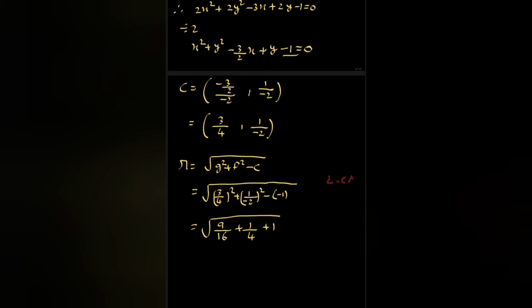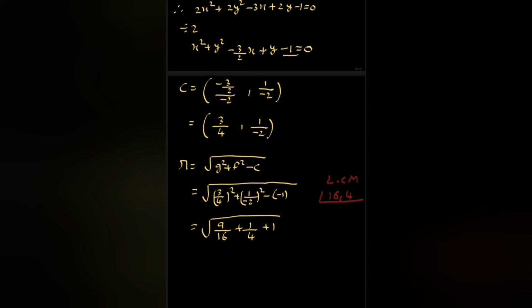LCM of 16, 4. So we can take 4. For 4, 16, 4 ones are 4 and 4 ones are 4, comma 1. So 4 into 4, that is 16. So LCM is equal to 16.